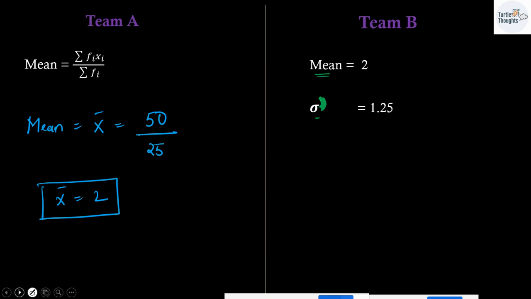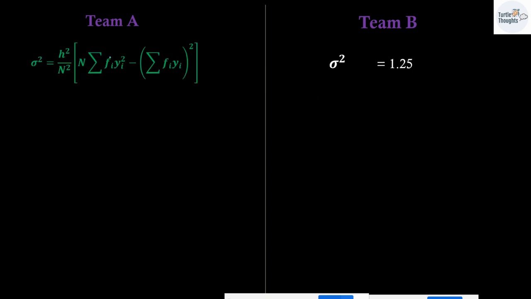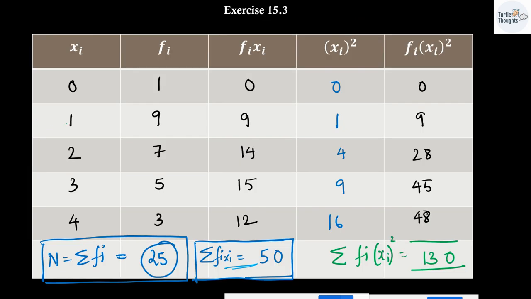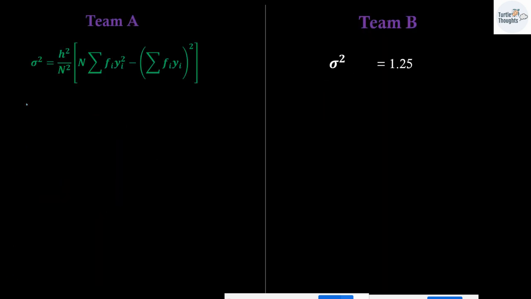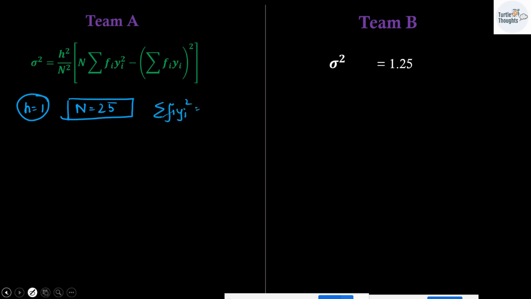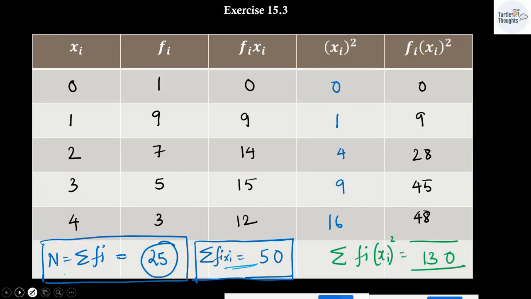Right? Now, I have to calculate the variance also. Sigma square is given by h square divided by n square multiplied by n summation of fi xi square minus summation of fi xi whole square. H is going to be the class size. Class size here is going to be 1 minus 0 or 2 minus 1, 3 minus 2, 4 minus 3. Anything you can take. H will be equal to 1, right? H is going to be 1. N is going to be 25. Next, I have summation of fi xi square. What is that value that I have got? It is 130.